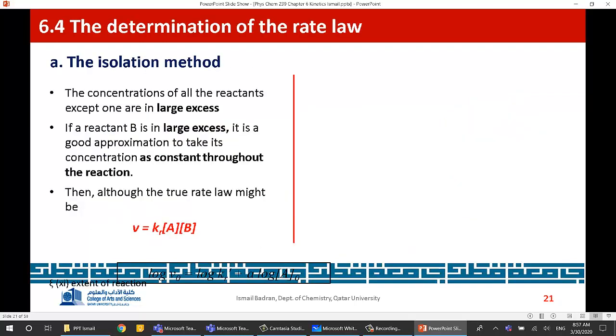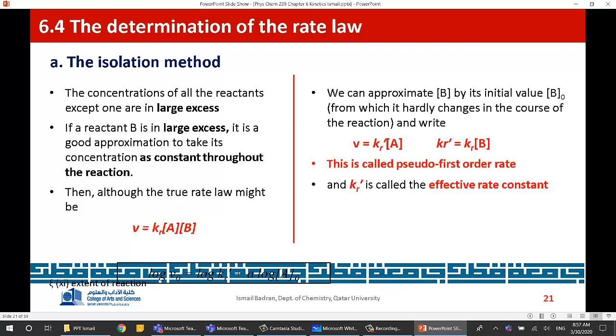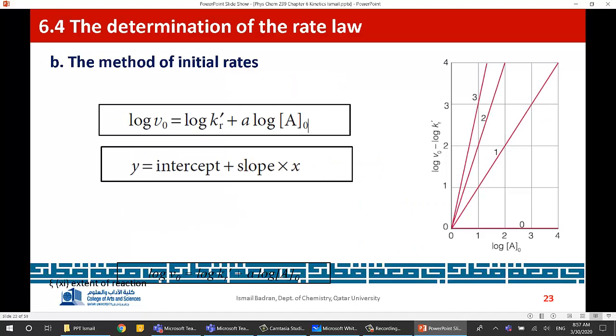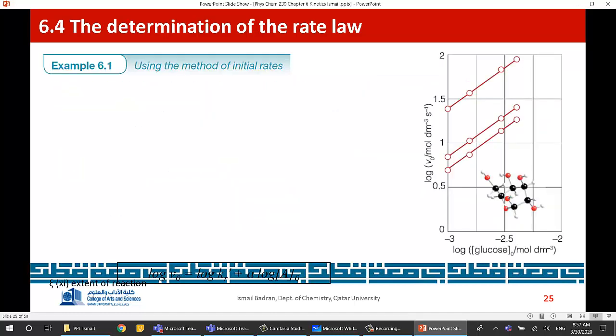Now, how do you determine the rate order? We can use two methods, which is the isolation method or the method of initial rate.